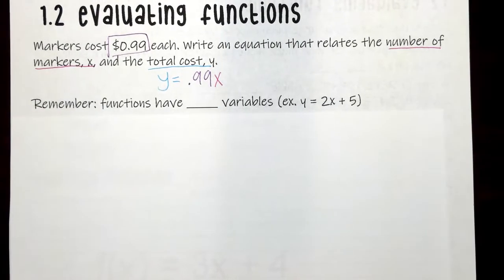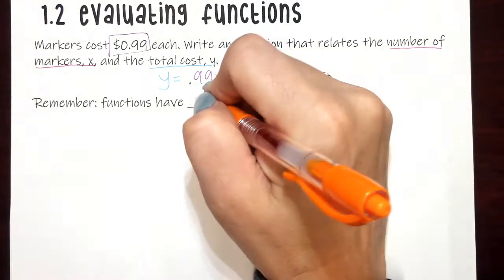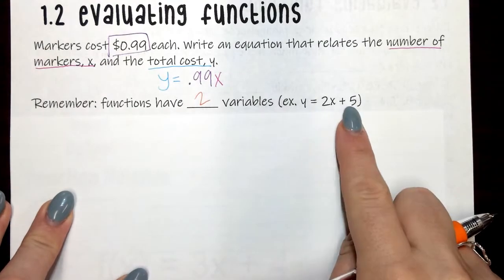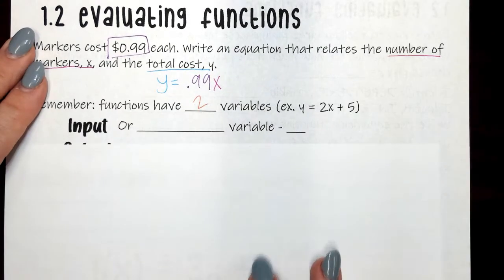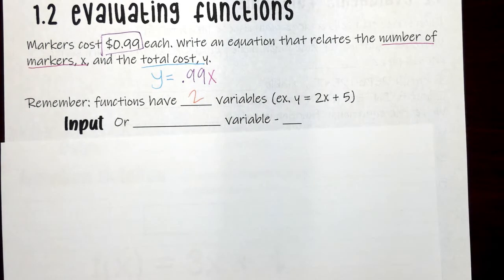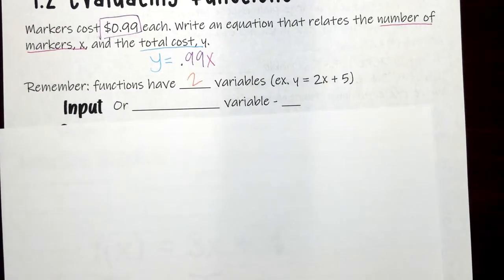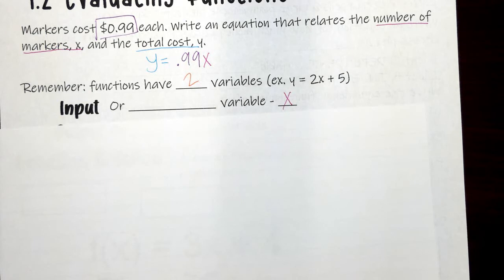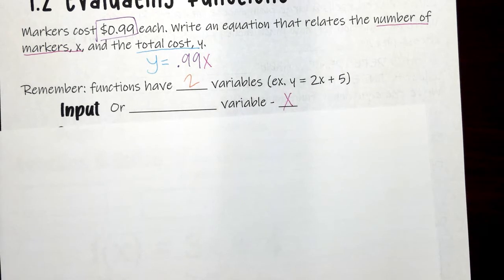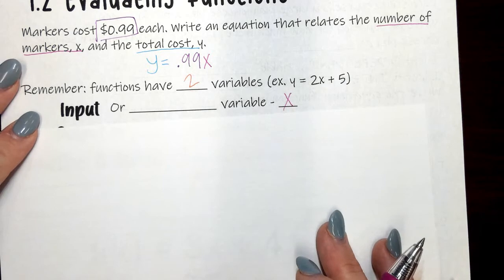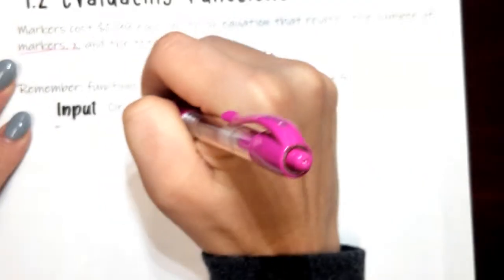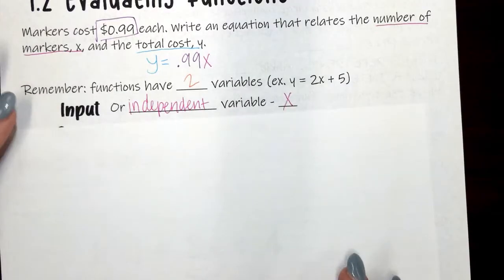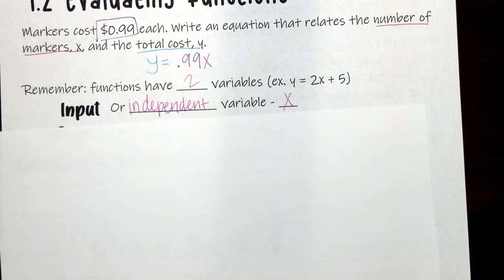Remember, our functions have two variables. So if we forgot how to do this, they have two variables like this: a y and an x. One of those variables is called our input variable, and that is our x. That's the one that's going to change. That's the number that we're going to be putting in. It is also called the independent variable because it's not dependent on something else.